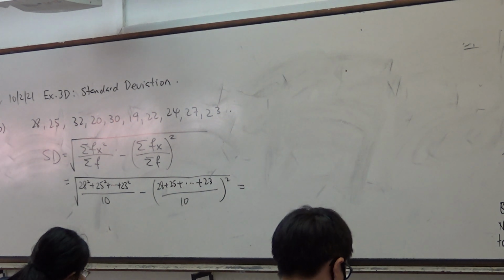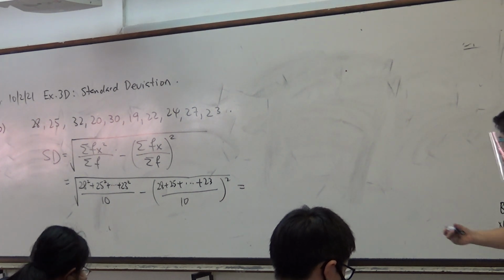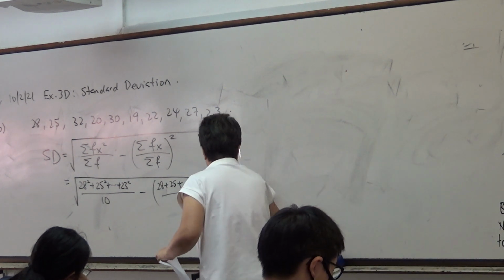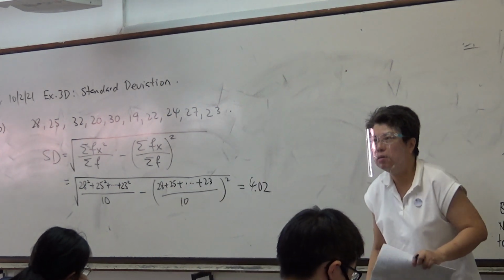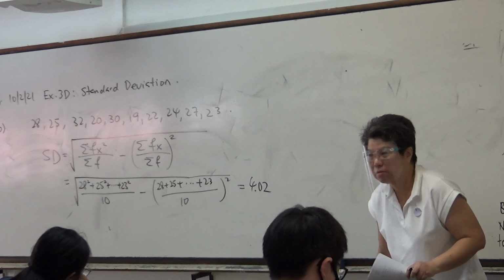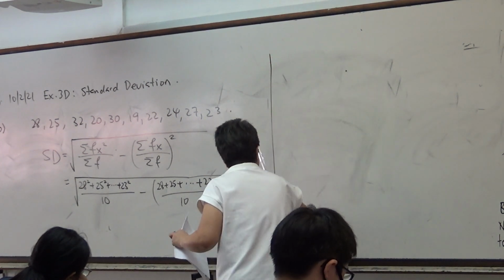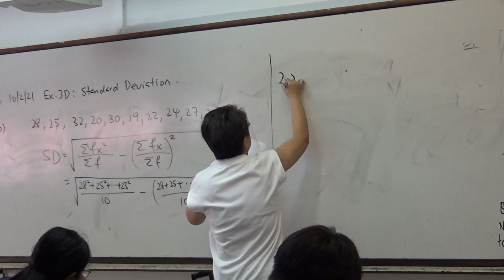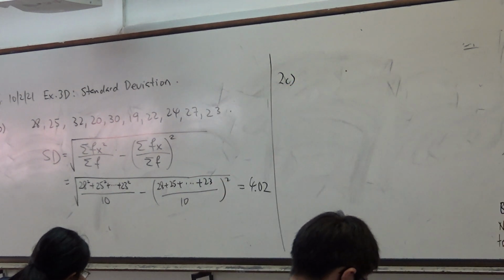All of you? 360? Yes. 4.023 away, right? Final answer. 360 figure. Is it correct? Okay. Next. Question 2C. All of you look at 2C.